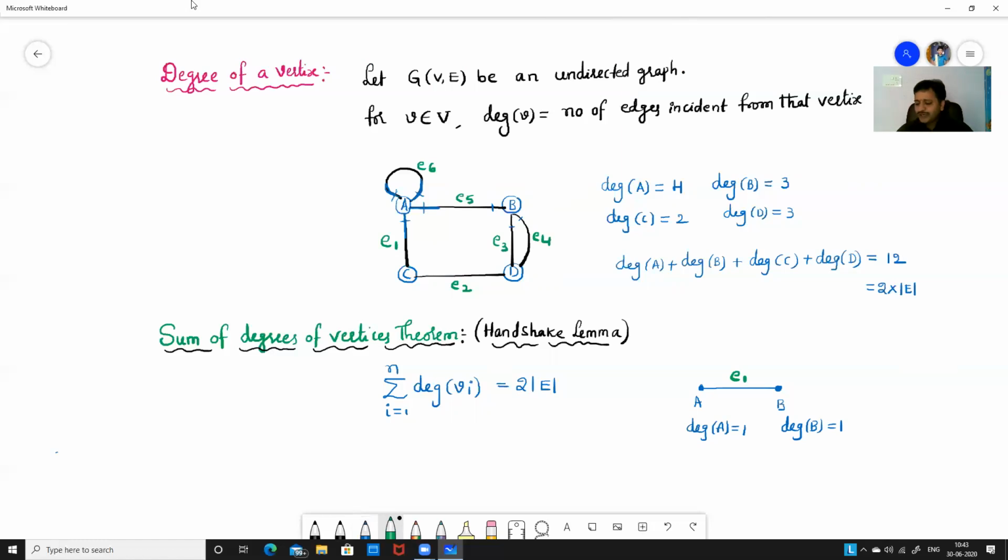E1 is contributing how many degrees? 2 degrees. One for A and one for B. Okay. E1 is contributing 2 degrees. One for A and one for B. Suppose assume that there is a vertex A.